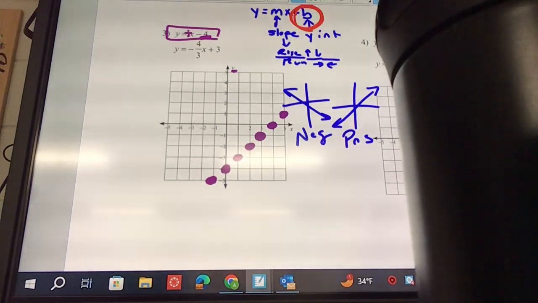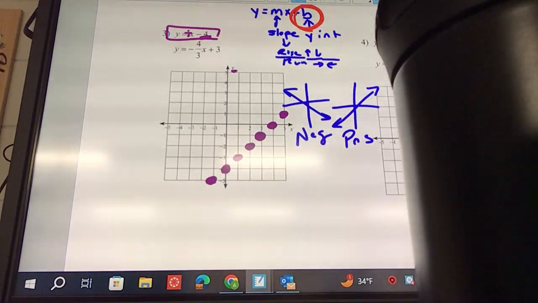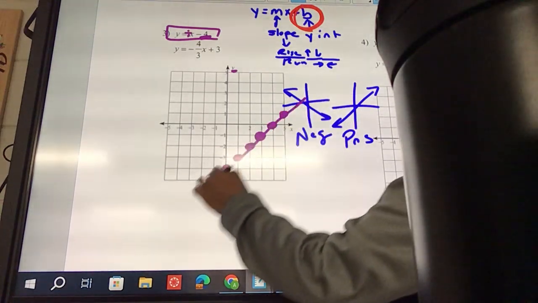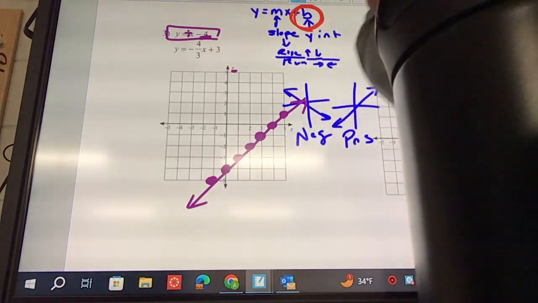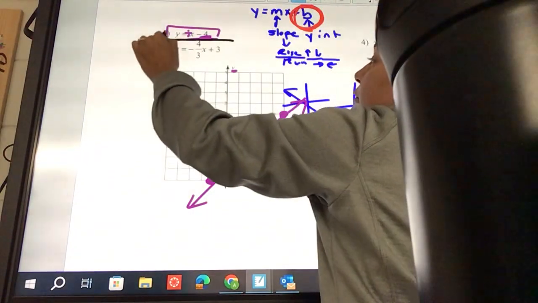On line 1, you have to do all the dots until you run out of room on the graph. And so we can go ahead and draw our line. Now we're ready to graph line 2.